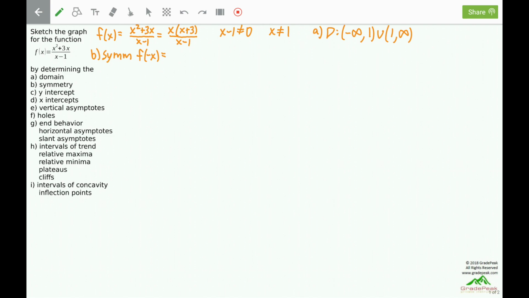f of negative x will be negative x squared plus 3 times negative x divided by negative x minus 1. In the numerator, a negative squared is positive x squared. A positive 3 times a negative x is a negative 3x. In the denominator, we can factor a negative out, which will leave behind a positive x and a positive 1. That negative in the denominator can move to the front of the entire expression.